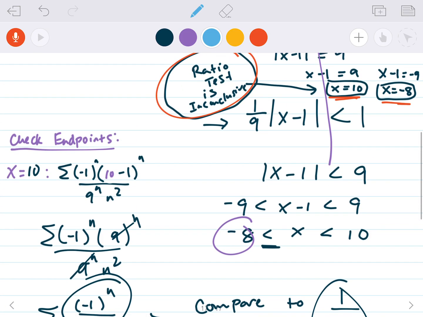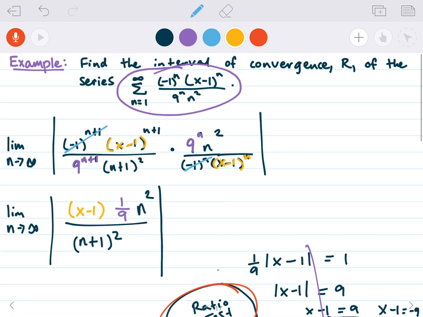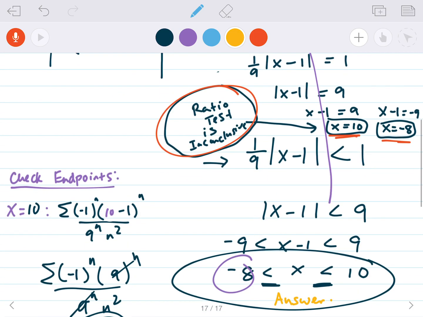So that's why we're going to add this guy. So this right here is our interval of convergence. So this is our answer. Just wanted to make that clear. This is our final answer. This is our interval of convergence. And by the way, what's the radius? Well, going back to the top, we know that the center is at 1, right? So this is at x equals 1, so the radius had better be a distance of 9, right? This is our radius, is 9.